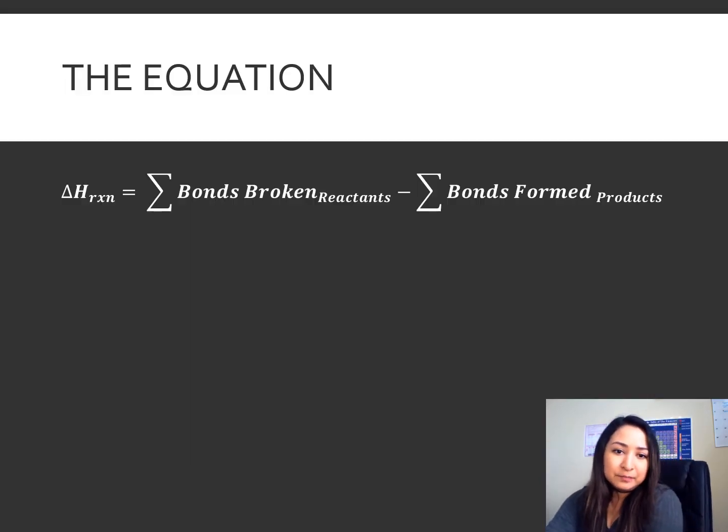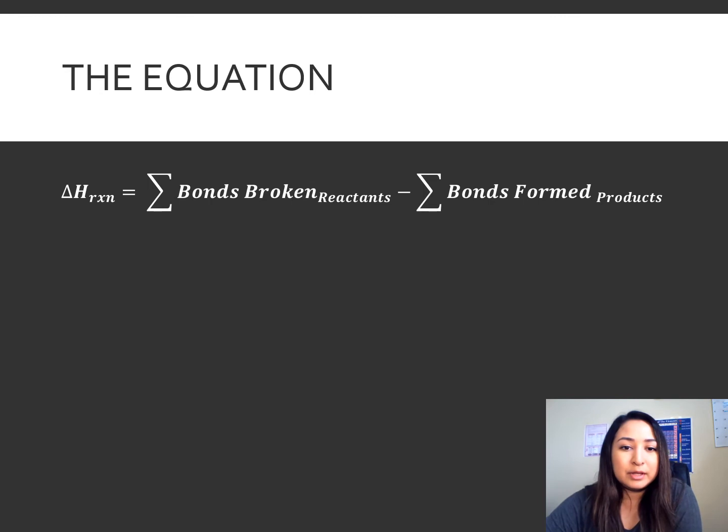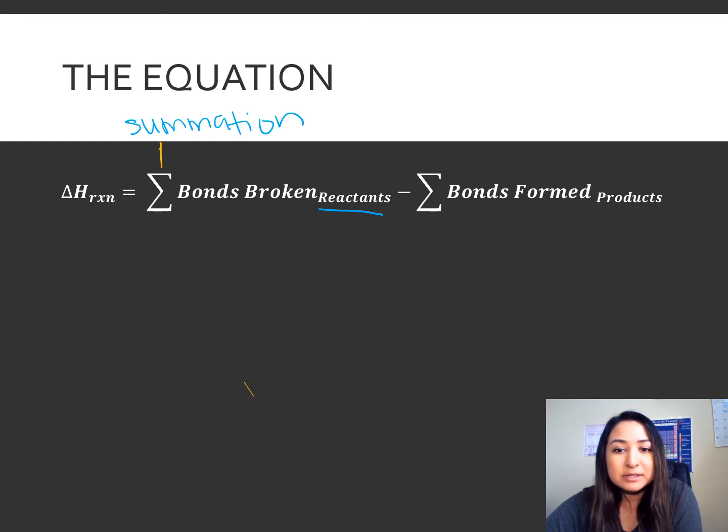So let's look at this equation. Here we have our change in enthalpy of the reaction equation, where this symbol, sigma, represents the summation, so it means to add. It's the summation of the bonds broken, which are the ones on the reactants, minus the summation of the bonds formed from the products. In simpler terms, the summation of your reactants minus the summation of your products. We're going to use this equation to calculate our change in enthalpy of a reaction.